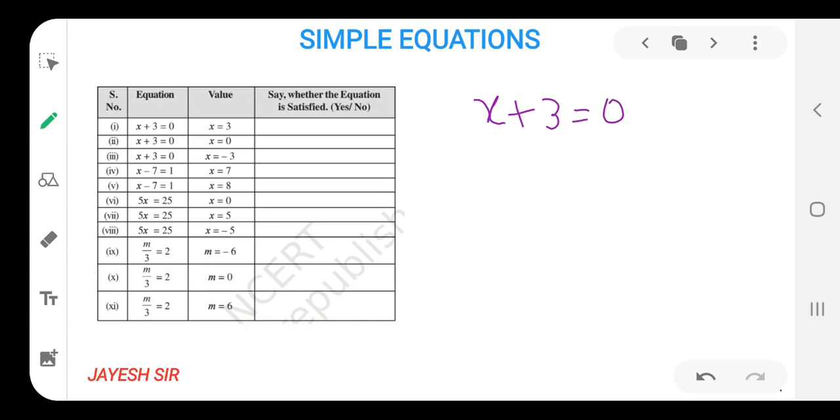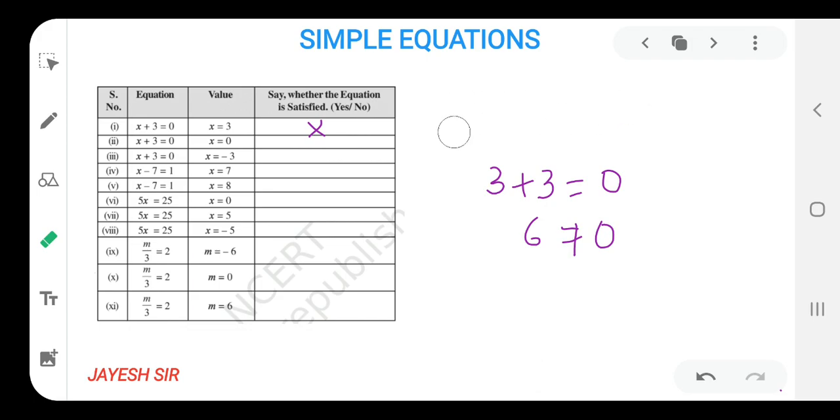0. Here what is to be said, we have to put the value of x as 3. After putting the value of x as 3, we are getting the answer 6. That is not equal to 0. That means the equation does not satisfy it. So here I am putting a cross, that means this equation does not satisfy. I hope you all might be clear with this, friends. We have to just put the value of x and check whether the given value satisfies the equation or not.